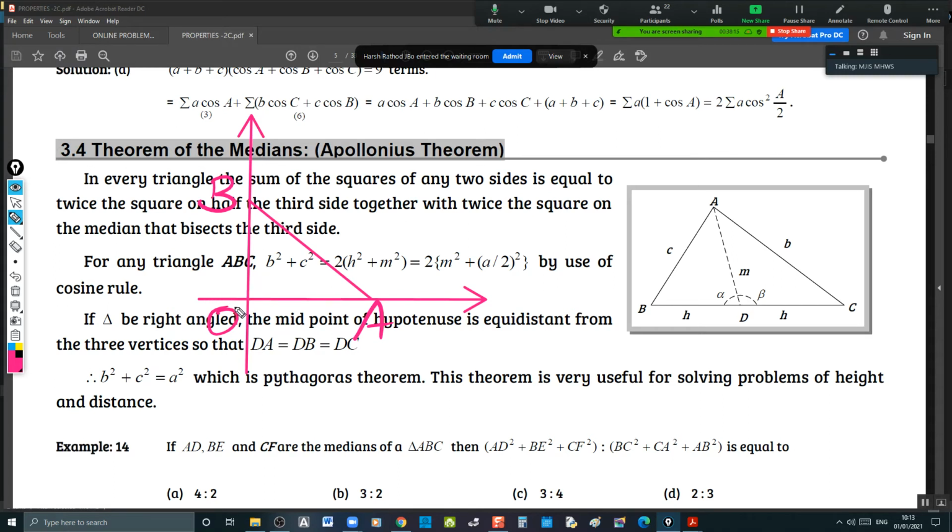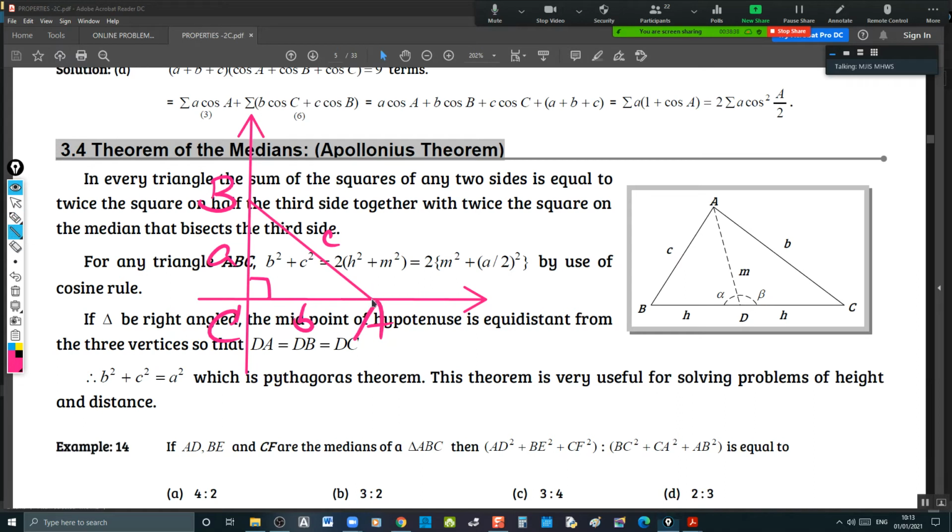It will be very simple then. Your proof goes very easy then. Take it as C, for example. Then this is capital C, this is small c, this is small a, this is small b. Now drop a median from A onto BC and prove it.